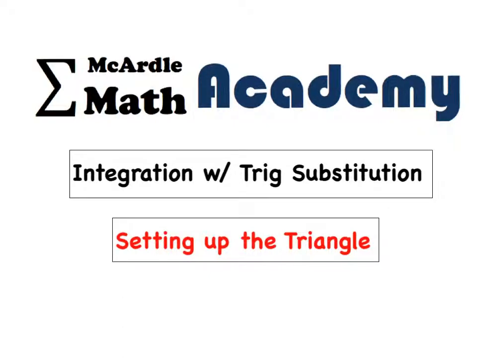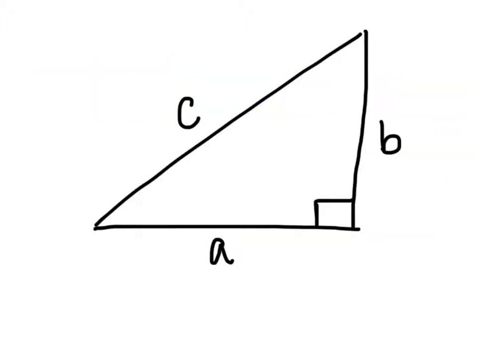In this video we're going to be talking about integration using the trigonometric substitution technique, and in particular we're going to talk about how to set up the triangle for each different type of trig substitution that we use. So let's first look at a triangle where we have side lengths A, B, and C, and we know by the Pythagorean theorem that C squared is A squared plus B squared.